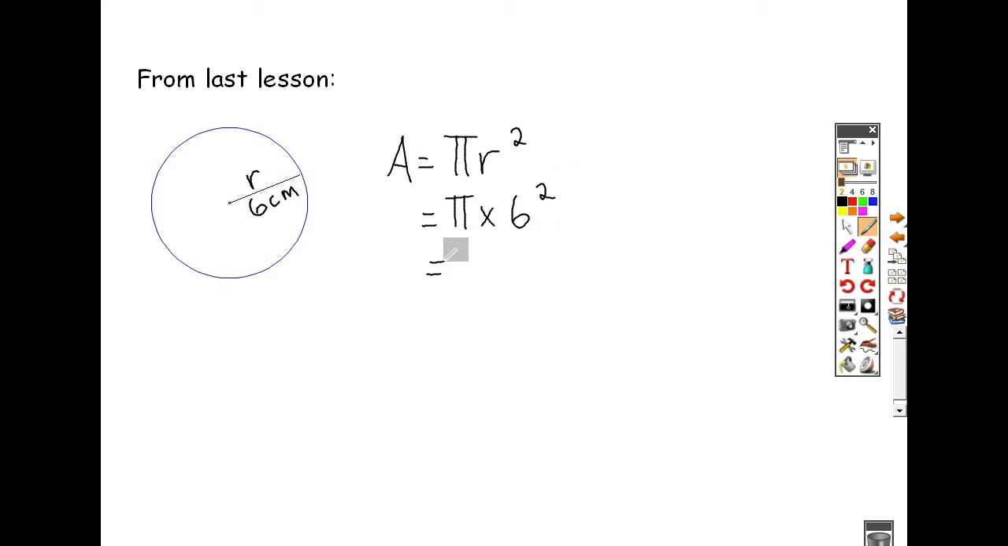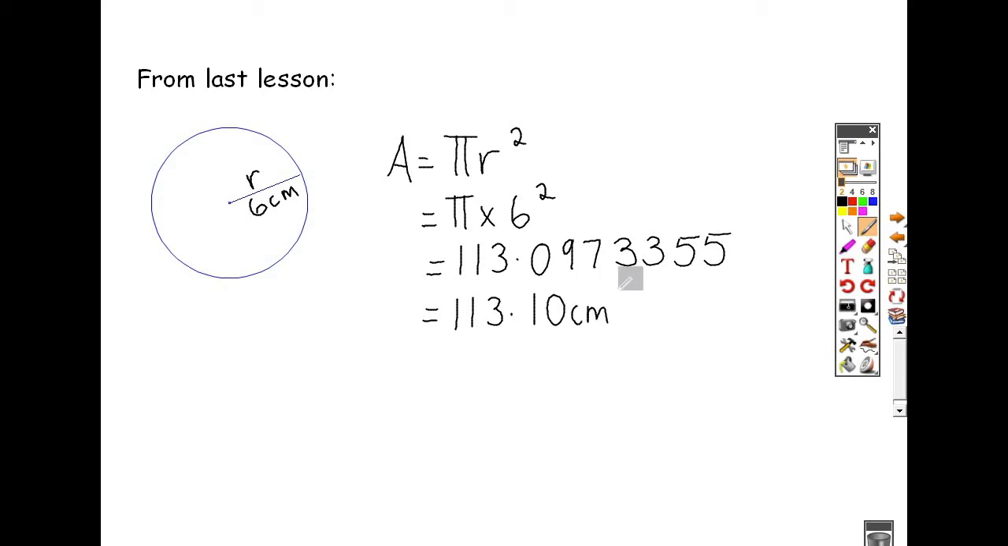we then pop that into the calculator, pi times 6, use your x squared button, that gives you the answer 113.0973355. If we then round that to 2 decimal places, it's going to be 113.10 centimetres squared. Centimetres squared because it's area. Note that the 9 changes, it's increased by 1 because there's a 7 that follows.